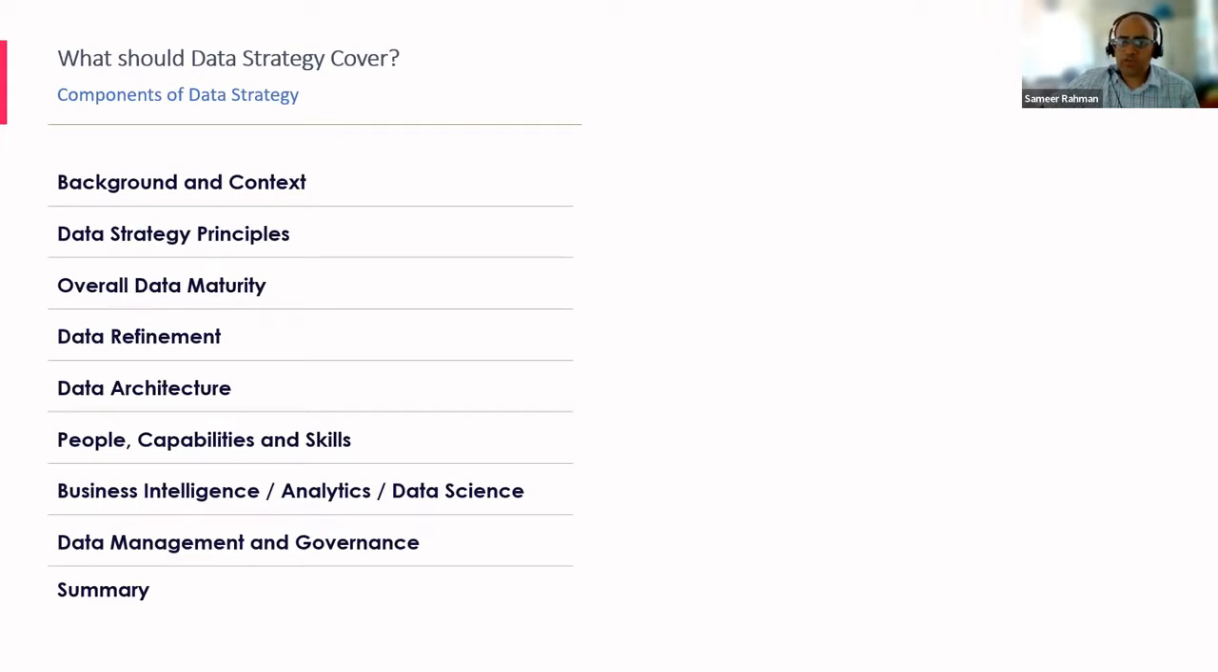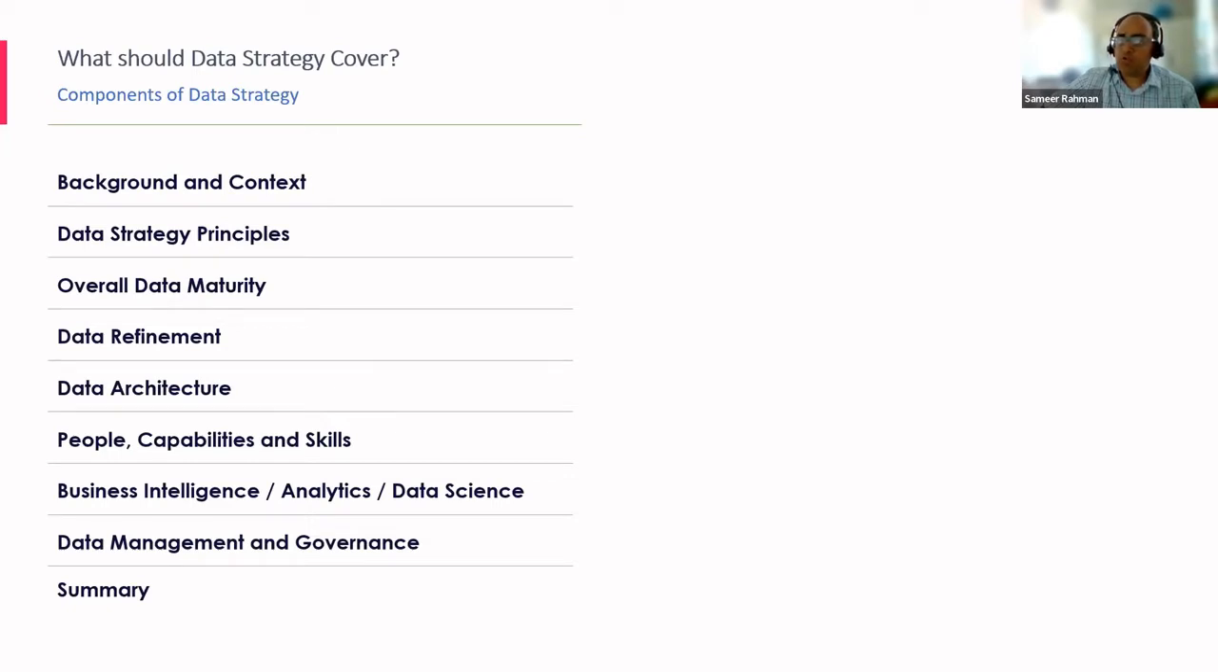It's very contextual in terms of what is the question being asked, what is the maturity of the organization for which you are writing the data strategy, who is your end stakeholder, and what do you see as the right fit to include within that data strategy. Typically, the framework that I'll be presenting today will involve five things. One is data refinement. Point two, it will be the architecture, how the data flows through the organization. Point three will be around people, capabilities, and skills. Point four will be around business intelligence, analytics, and data science.